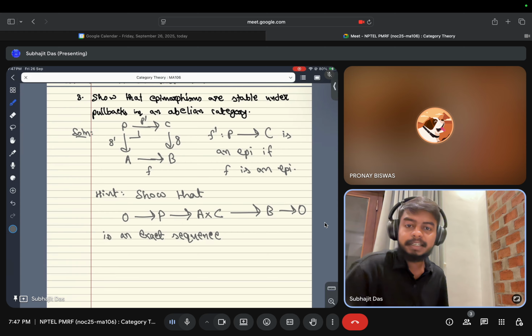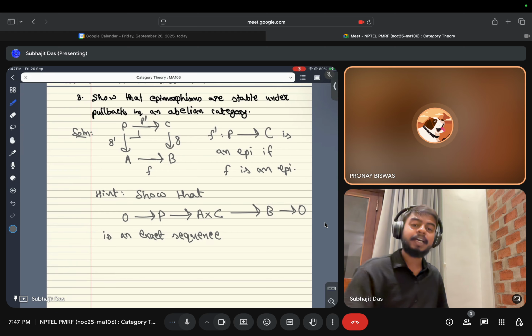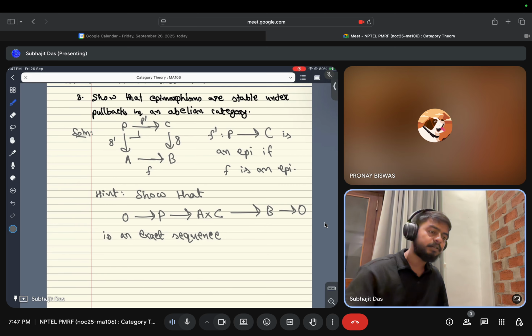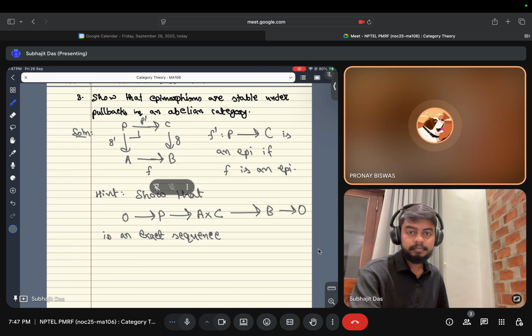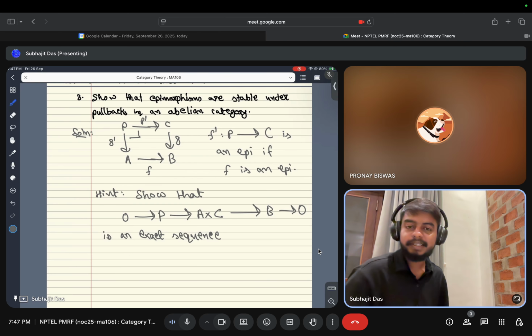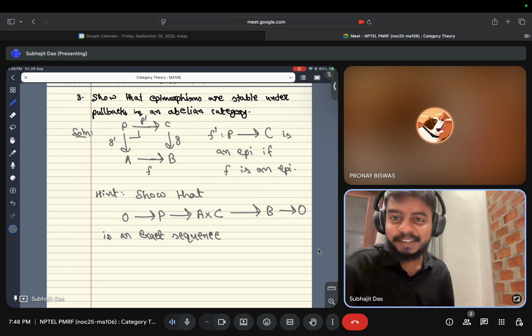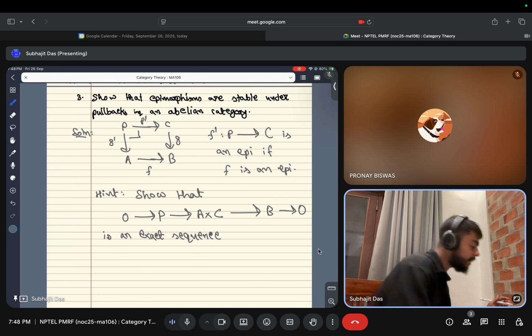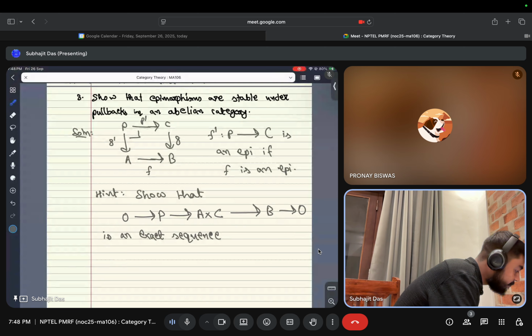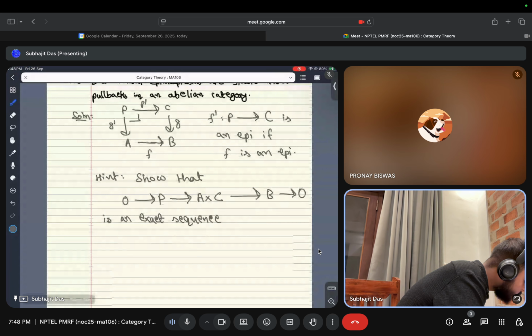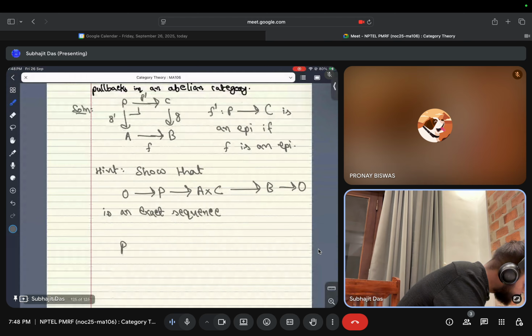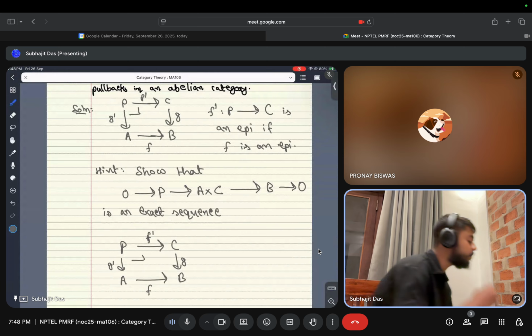We can't use the universal property of products, because products are limits, so they are characterized by maps going into them. We could use the universal property of coproducts, but that also we won't be using. The point here is very simple. Suppose you have a pullback square like this: P to C, A to B, C to B with G, A to B with F. Let's say this is G prime and this is F prime.